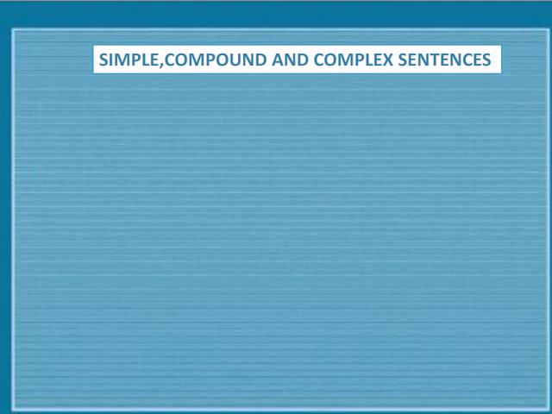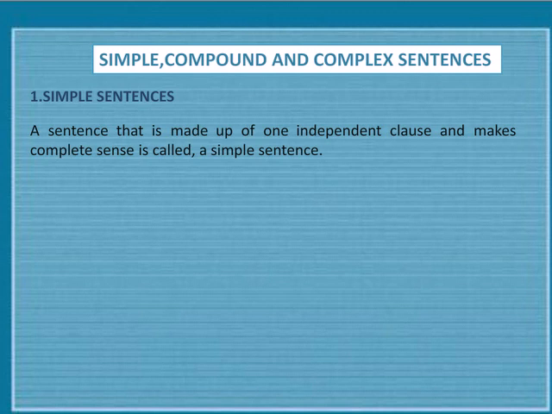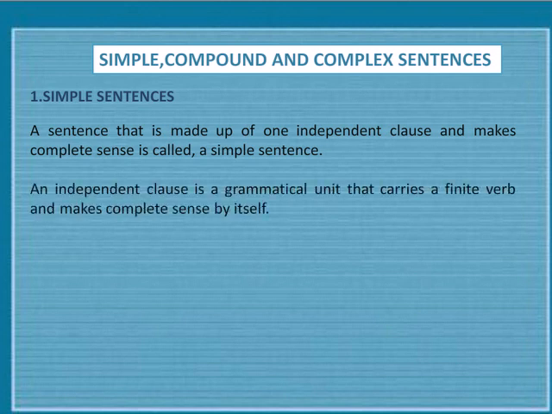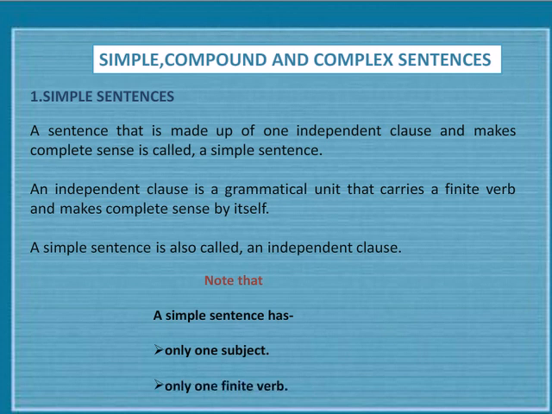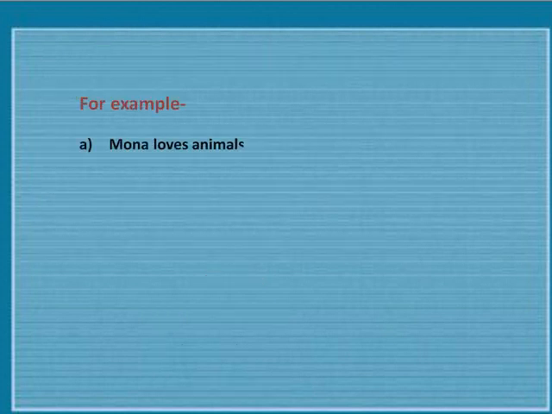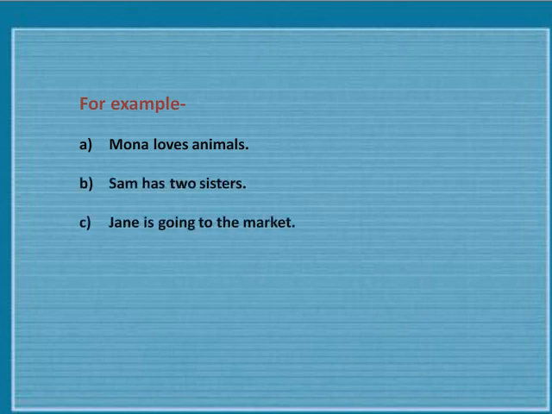Simple, compound, and complex sentences. Simple sentences: a sentence that is made up of one independent clause and makes complete sense is called a simple sentence. An independent clause is a grammatical unit that carries a finite verb and makes complete sense by itself. A simple sentence is also called an independent clause. Note that a simple sentence has only one subject and only one finite verb. For example, Mona loves animals. Sam has 2 sisters. Jane is going to the market.